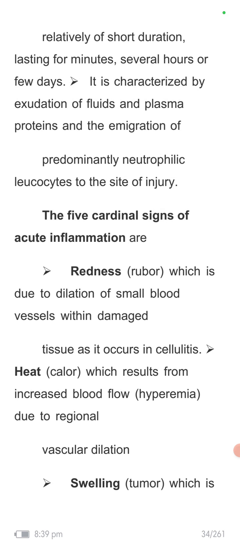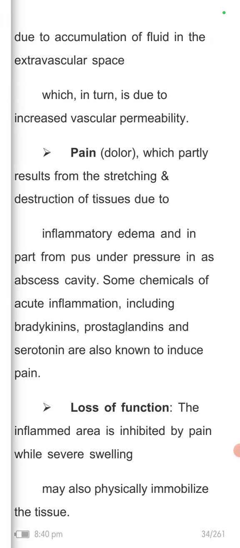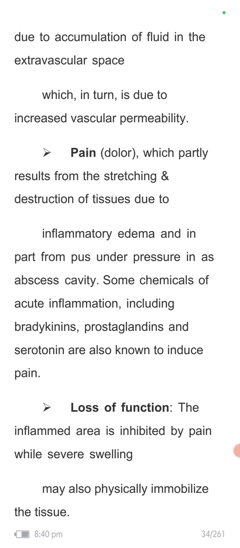It is characterized by exudation of fluids and plasma proteins and the immigration of predominantly neutrophilic leukocytes to the sites of injury. The 5 cardinal signs of acute inflammation are redness, rubor, which is due to the dilation of small blood vessels within the damaged tissue as it occurs in cellulitis. Heat, which occurs from the increased blood flow, hyperemia, due to the regional vascular dilation, and swelling, tumor, which is due to the accumulation of fluid in the extravascular space, which in turn is due to the increased vascular permeability.